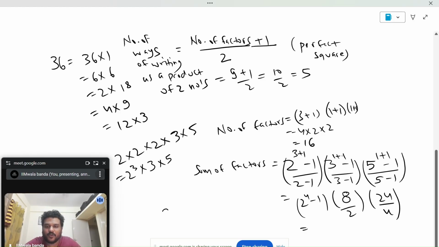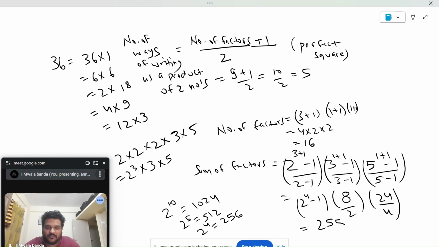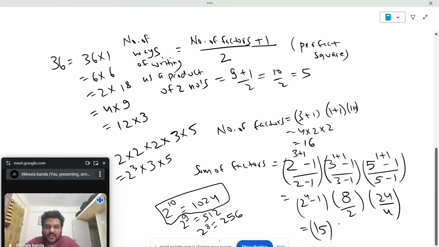And 2 to the power 4. Always remember 2 to the power 10 is 1024. 2 to the power 9 is half, 512, and 2 to the power 8 is half, so 256. Got it? So that's why you need to remember one power so that you can find out 2 to the power 9 quickly. But in case of 2 to the power 4, you know, it's 16. So 16 minus 1 is 15, 4, and this is 6. So it basically becomes 15 into 4 is 60, 60 into 6 or 360.